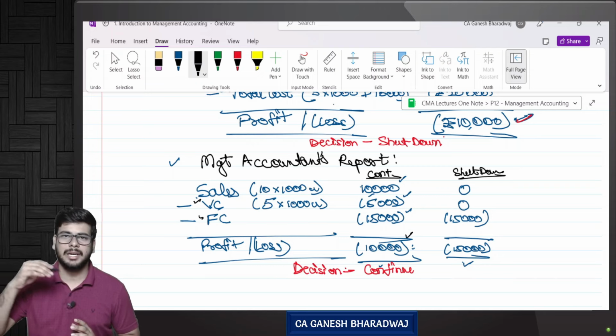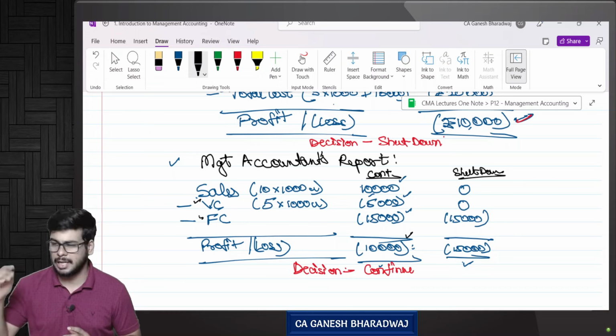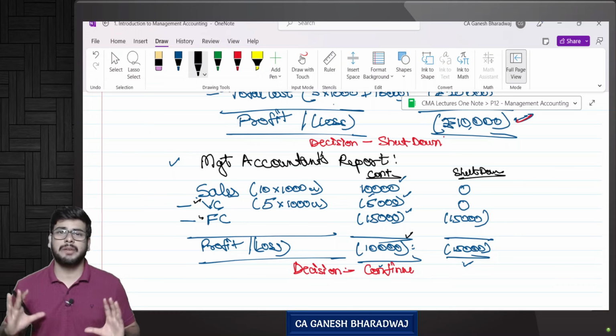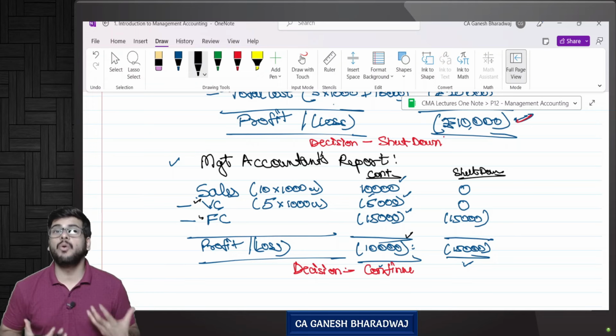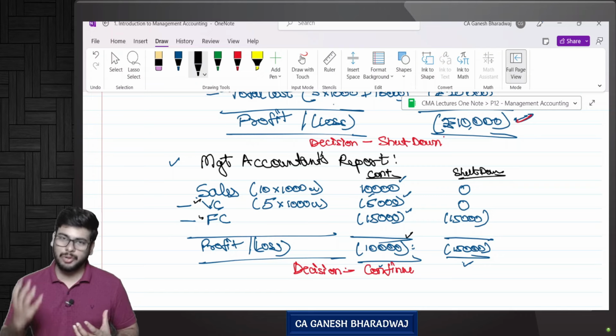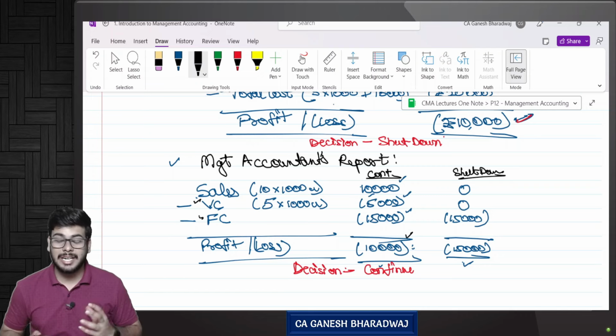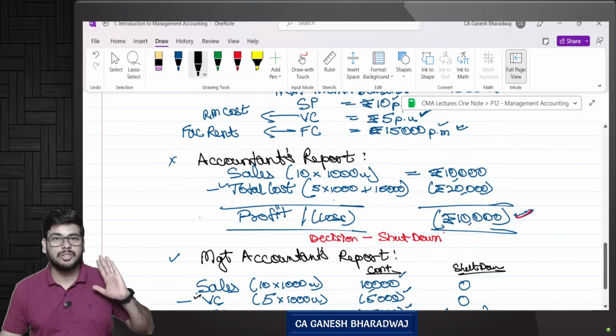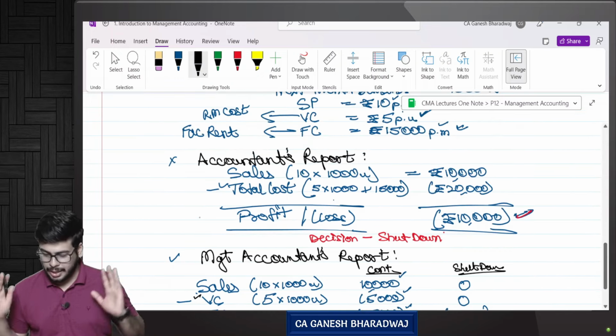So I don't believe in reading up all the theoretical thing. It helps in planning. It helps in control. It helps in controlling, communicating, coordinating. No. First, let us understand by way of a numerical example. So now are you able to understand how the management accountant was able to convince the managing director in taking a proper decision?